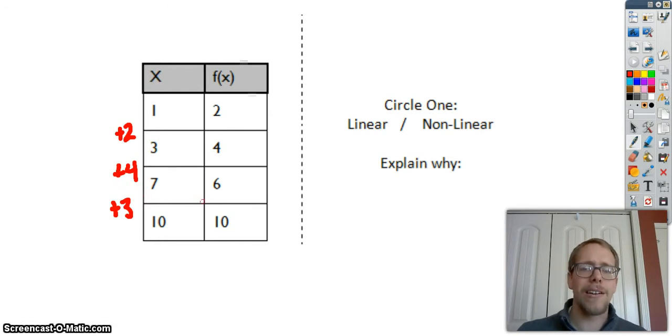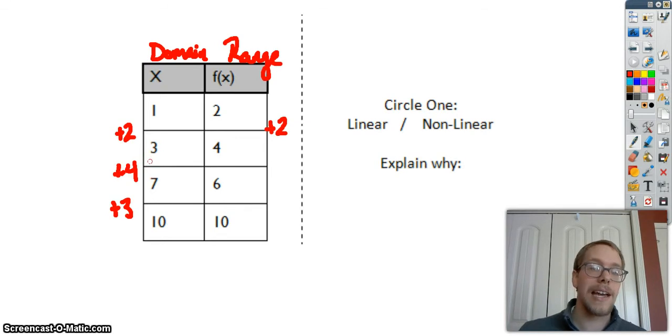Let's take a look at our output values. So again, here's our domain, our input values. Over here on the right-hand side, this is our range, our output values. Well, 2 to 4, that's an increase of 2. Now, what we should expect is something different, because here I've got a large gap between 3 and 7, or at least a gap that's larger than the difference between 1 and 3.